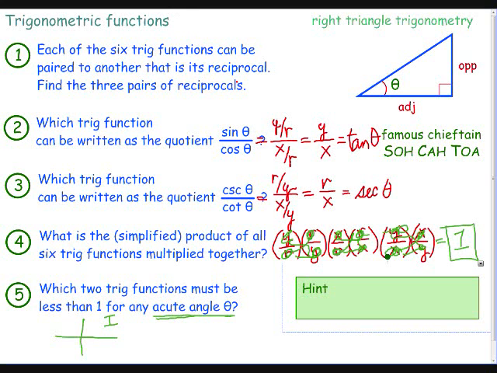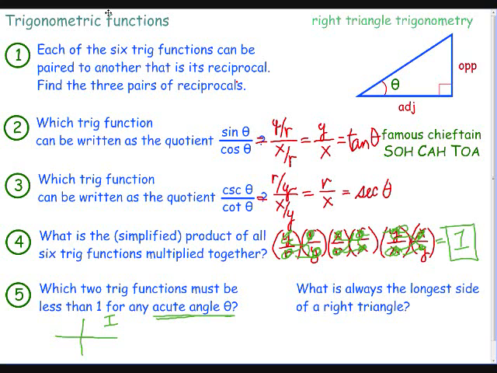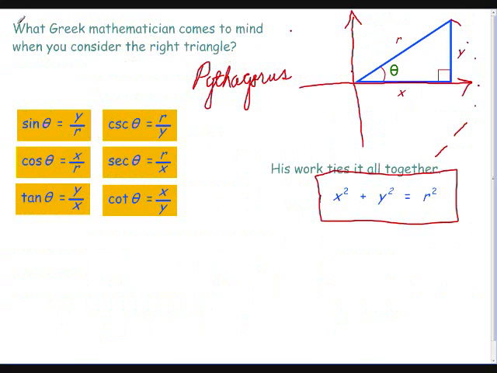All right, let's look at the hint. Some of you have already got it. Here's the hint. What is always the longest side of a right triangle? That's right, you learned this back in geometry. The hypotenuse is always the longest side of a right triangle. So let's look at these functions.